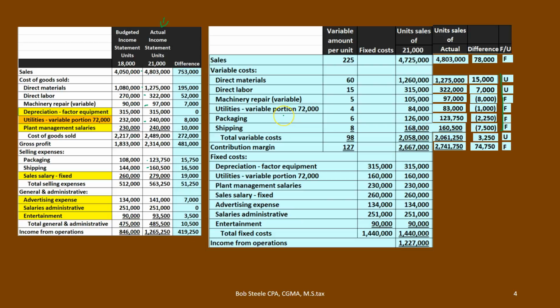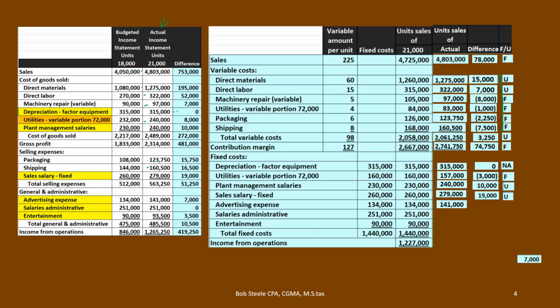So if we just go through the fixed costs down here, we've got the depreciation, and it stayed the same. That one should almost always stay the same because we calculated it's an estimate. The utilities, we have a difference in the utilities of the 3,000, so that's a favorable difference. And then we have the plant management salaries, the 240, and we have a difference of the 10,000. That's going to be unfavorable. We've got the sales fixed, the 279, and that's going to be a 19,000 unfavorable.